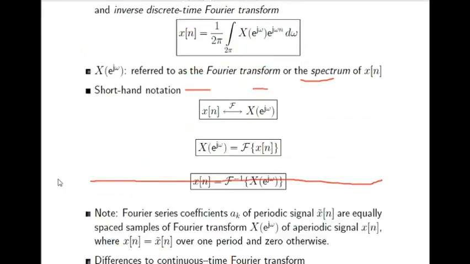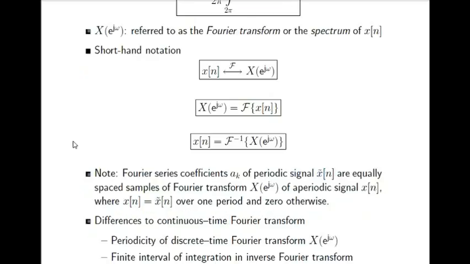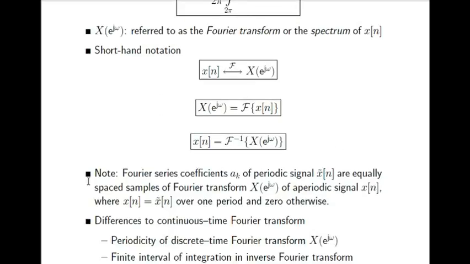Okay, the shorthand notation is similar to that in the continuous time case. Here you can see that all the three shorthand notations are the same. And there are some differences between continuous time and discrete time Fourier transform, which is the periodicity of the discrete time Fourier transform x of e to the power j omega, and the finite interval of integration in the inverse Fourier transform. Earlier in the continuous time case it was from minus infinity to infinity, but here it is over an interval of 2 pi.